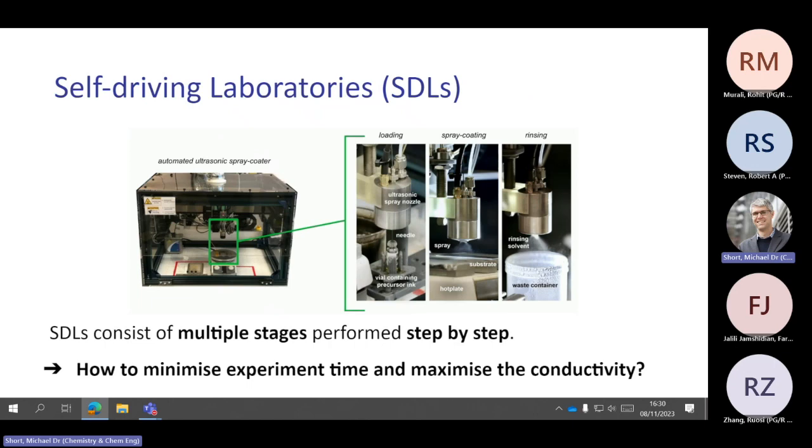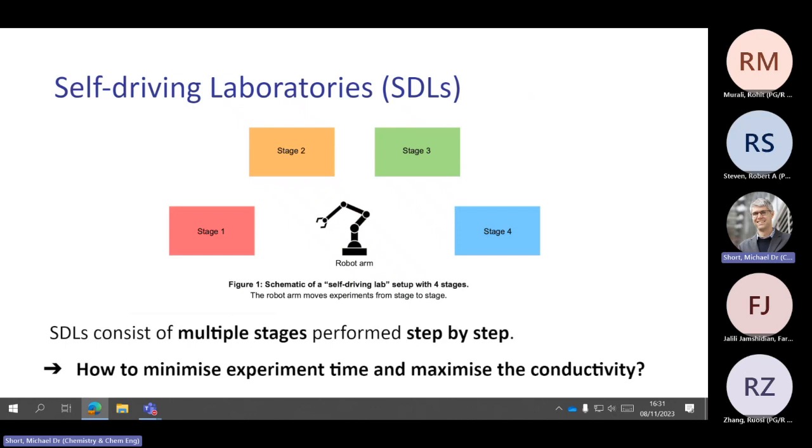When we make coatings, there is an autonomous technology named self-driving laboratories. So here is the device to make the coatings. There are several stages. For example, in the first stage, we prepare the samples and then load them, and then do the spray coating, and finally the releasing stage. It can be summarized in these diagrams. There is a robot arm that moves experiments from stage to stage.